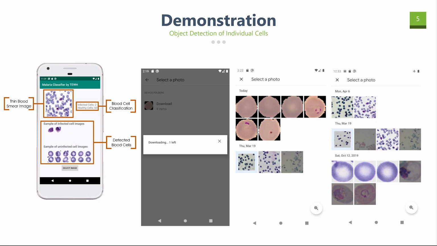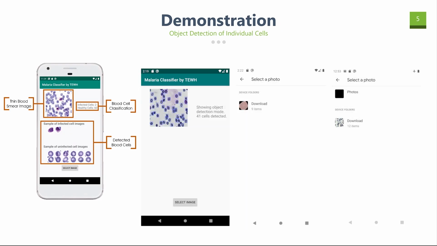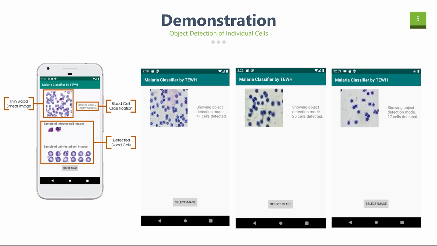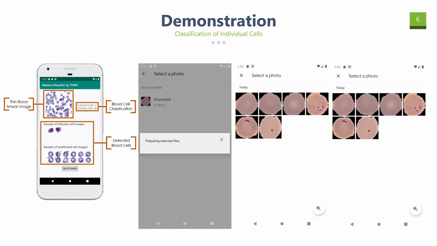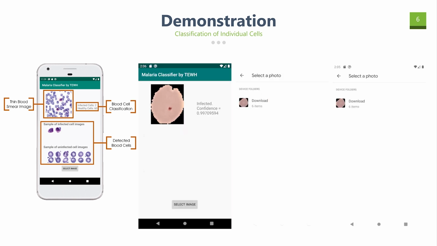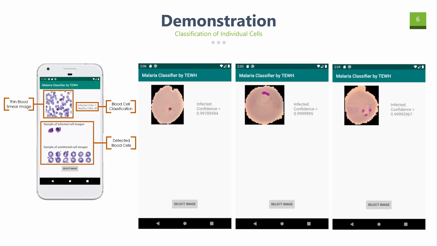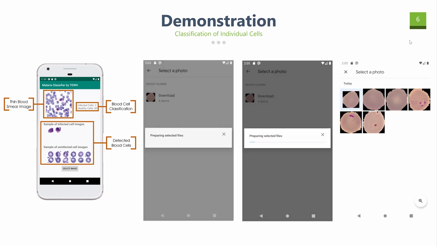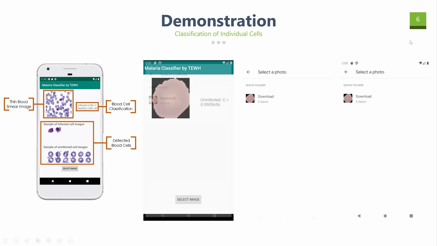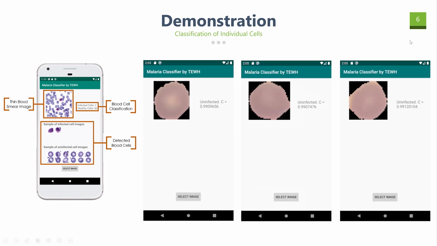Here in the first series of videos, we see that the mobile phone can detect most of the red blood cells, although clearly a few are missed. In the next videos, we see the mobile phone is able to successfully detect the presence of parasites in red blood cells. Meanwhile, the model is also able to equally detect the absence of parasites in uninfected red blood cells, as shown in these videos.